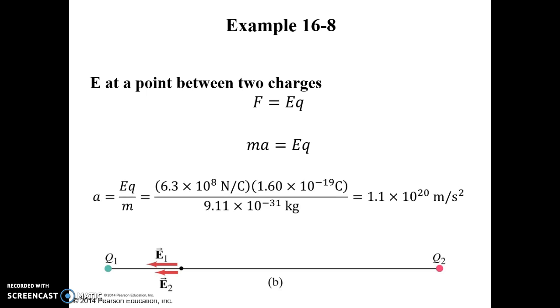We plug in the magnitude of the electric field we solved for earlier, the charge and mass of the electron, to get the acceleration of the electron to be 1.1 times 10 to the 20 meters per second squared. Whew, that is fast. Now for the direction, electrons or negatively charged particles move against electric field lines, whereas protons or positively charged particles move with the electric field lines. So for an electron, it's moving to the right, which is against the net electric field.